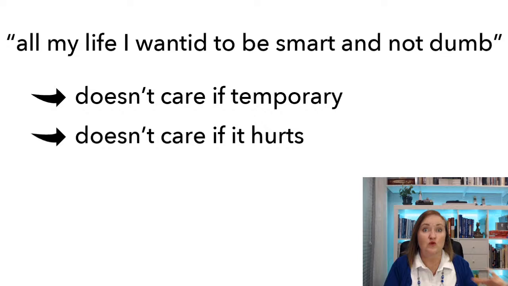And my school counselor and my anatomy and physiology teacher in high school really saved me, because my anatomy and physiology teacher is the one who caught it, and my counselor is the one who got me help. But this resonated with me so much because I didn't care if it hurt.